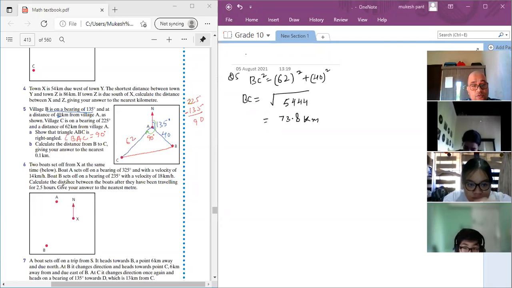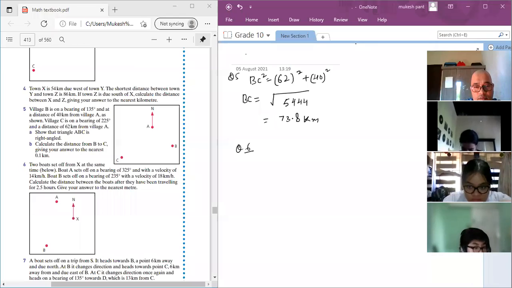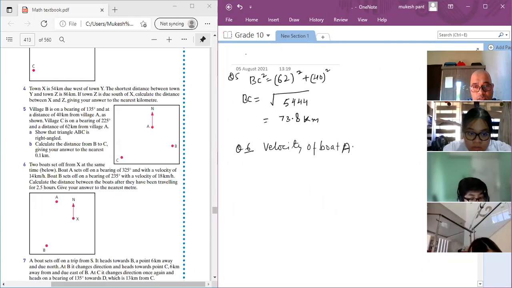Right. So there is one formula. The velocity of boat A is how much?